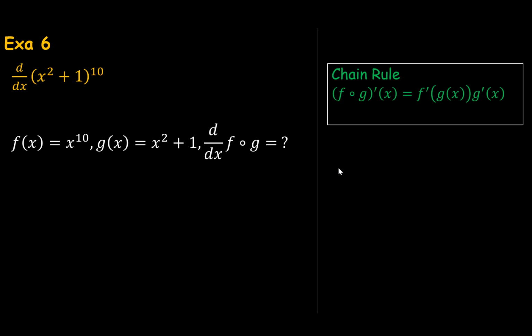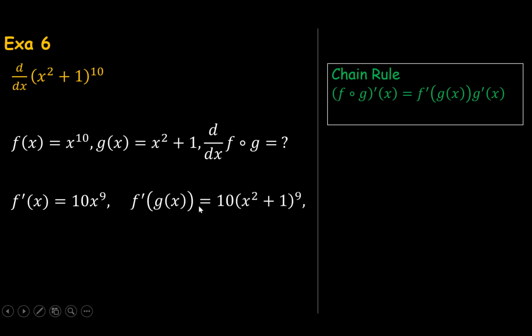Now apply the chain rule. It says we have to compute f prime evaluated at g(x). Let's compute f prime. f prime is just 10 x to the 9th. Okay. Now we have to substitute g into here. That means you have to replace x by x squared plus 1. So this is our f prime of g(x). And then you have to compute g prime. That is simply equal to 2x. The derivative of x squared gives you 2x, and then 1 gives you 0.